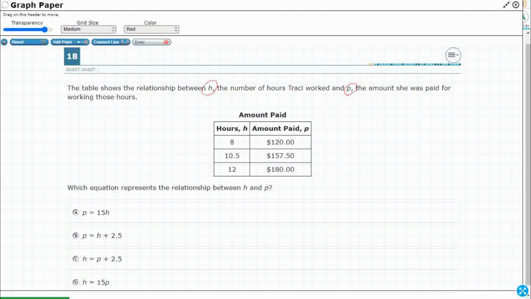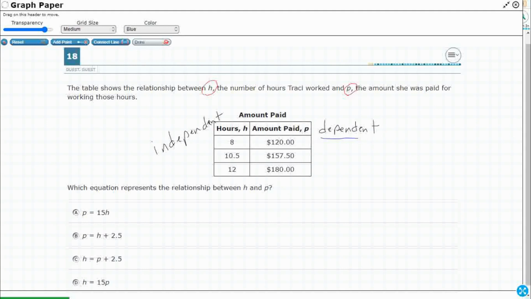So let's go ahead and label these, because in 6th grade, we spent a lot of time talking about two different types of variables. So this is our independent variable, because we start with this. How many hours are you going to work? If you can work 8, 10.5, or 12 based on this table. And then our result is going to be our dependent variable, because the amount of money you earn depends on how many hours you work.